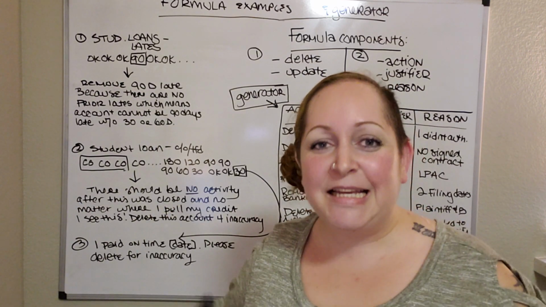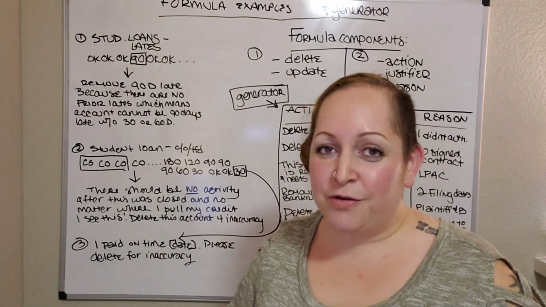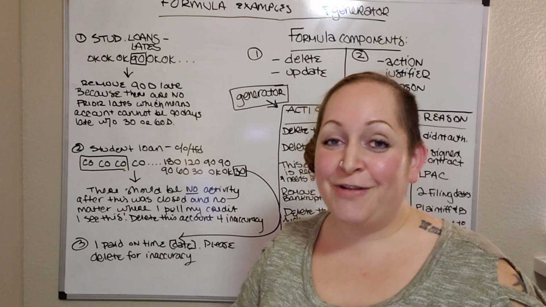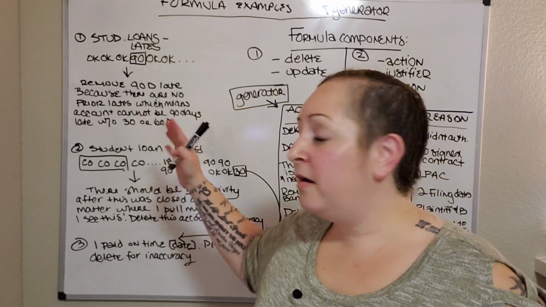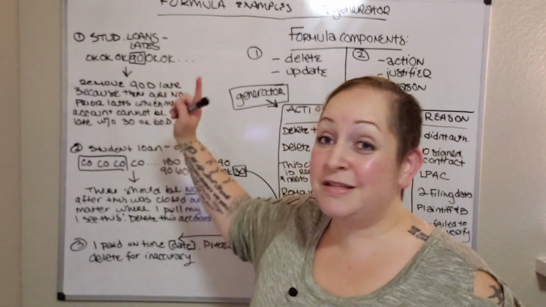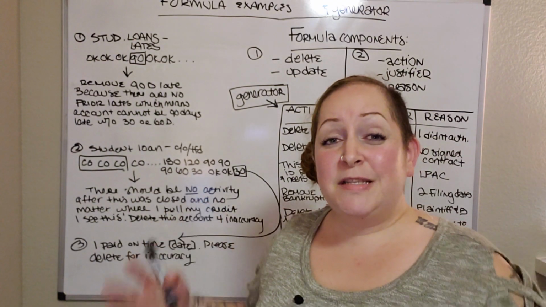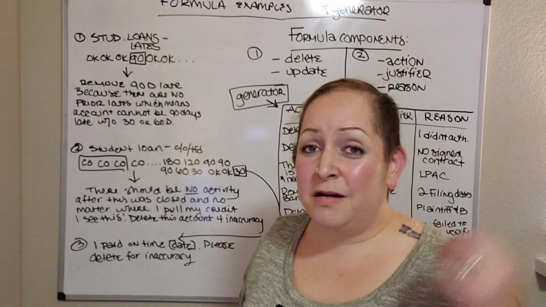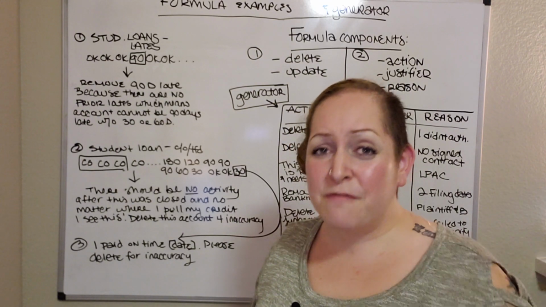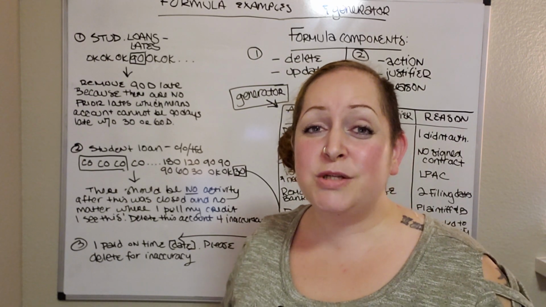It's exactly like the dispute reason generator that I made, all right? So I actually gave you a couple different things that you could do with a student loan. This is based off the fact that there are so many people in the comments and on text and email and everywhere saying that they have student loan issues, okay?